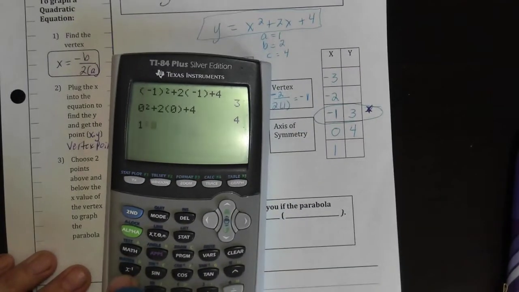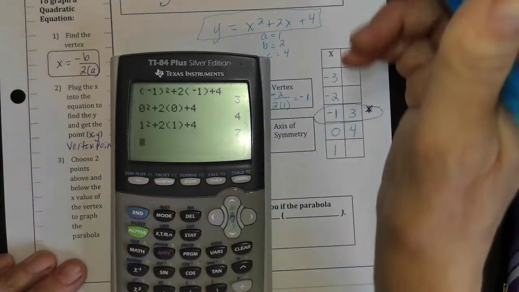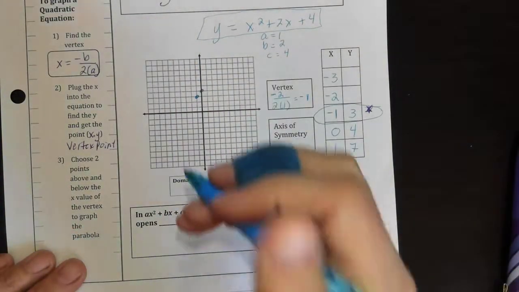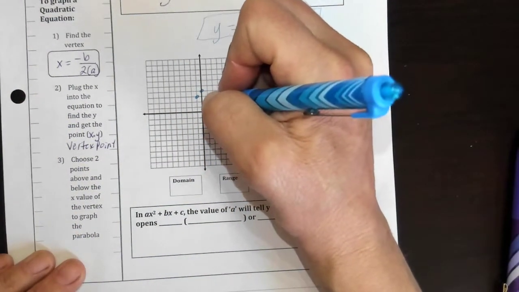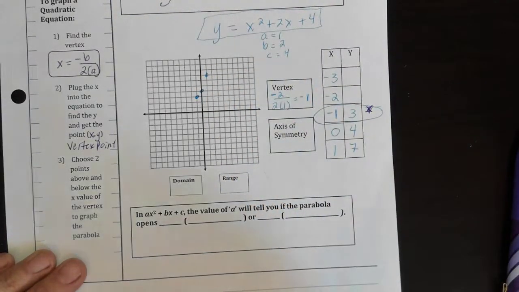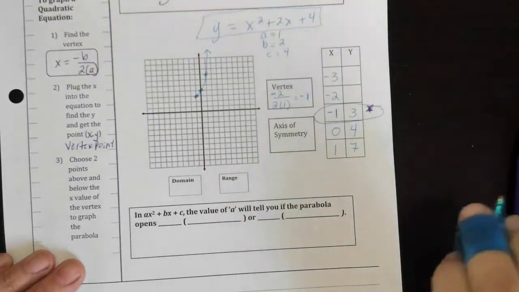So 1 squared, and I know these are easy, but I'm just showing you guys how to use the calculator strokes so that it's pretty obvious. And my next point on my parabola is going to be 1, 7. 1 to the right, 1, 2, 3, 4, 5, 6, 7.